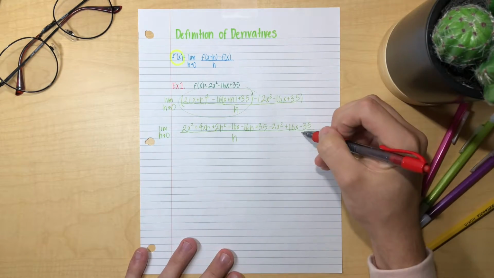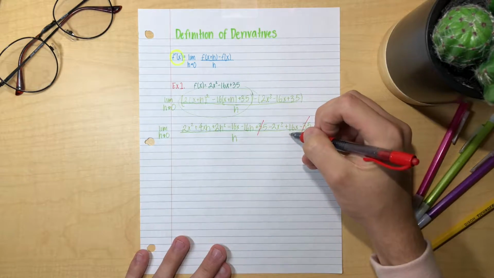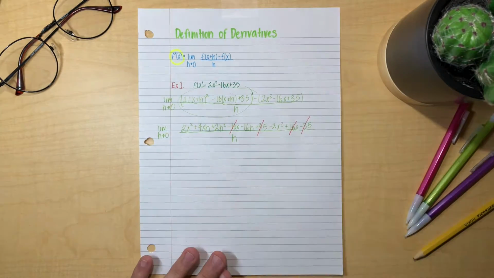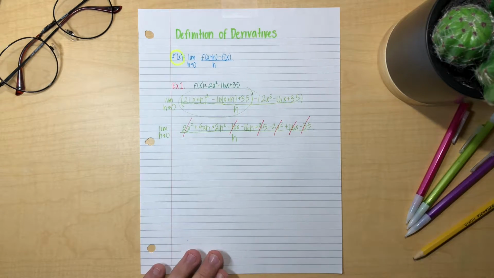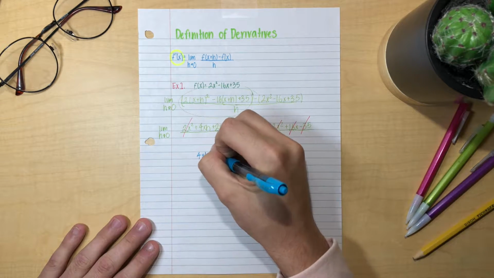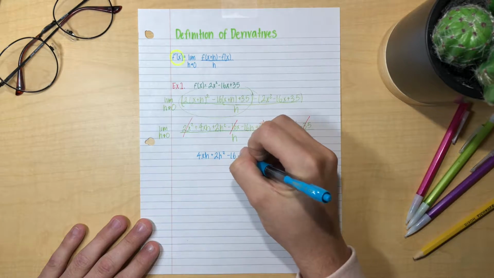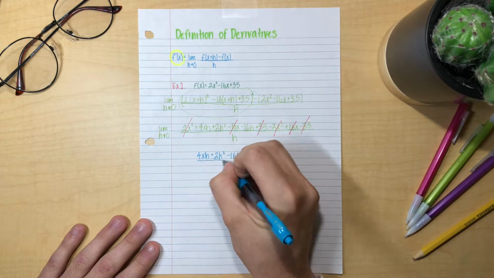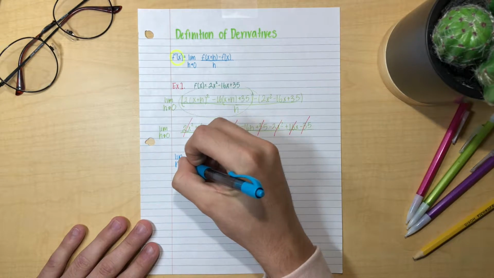So now, you may see that there are some terms we could cancel out easily. An example such as negative 35 and positive 35, that gets canceled out. Positive 16x minus 16x, that gets canceled out. Negative 2x squared, positive 2x squared, that gets canceled out. So what we're left with is 4xh plus 2h squared minus 16h all over h. Don't forget your limit, h approaches 0.